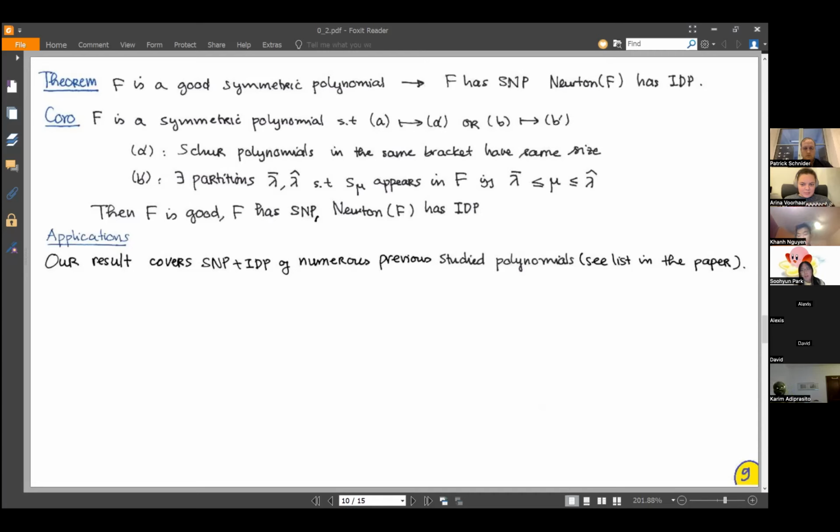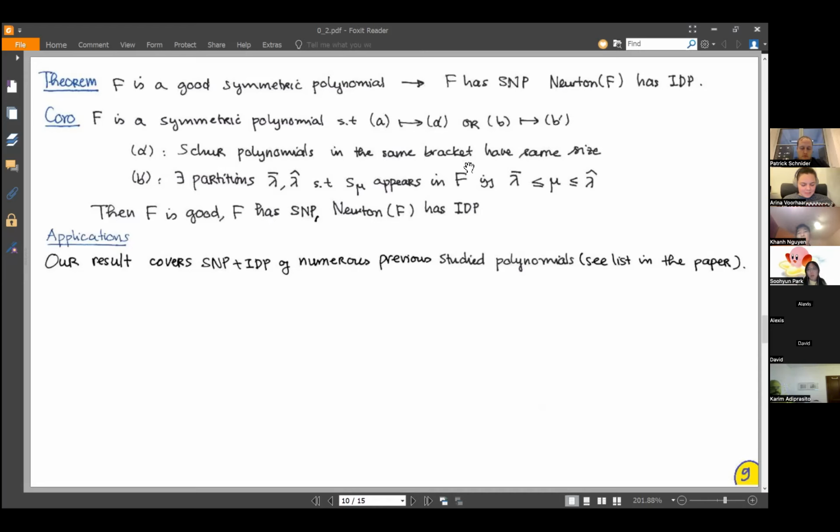I'm not sure that I can understand the question. So I guess my question is going the other direction, right? Your theorem says if you assume your polynomial is a good symmetric polynomial, then you know f has IDP and the new polytope has IDP. Yeah. But my question is, what if you assume already that your new polytope has IDP? Then what can you say about f given that? For example, how you would decompose it into short polynomials?